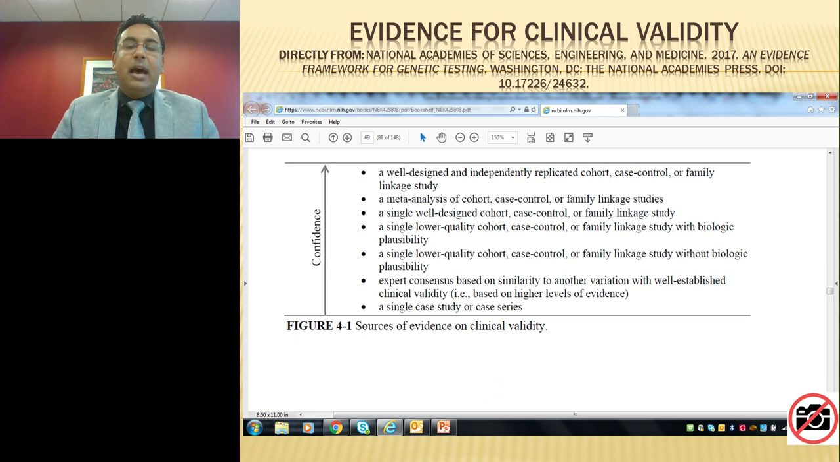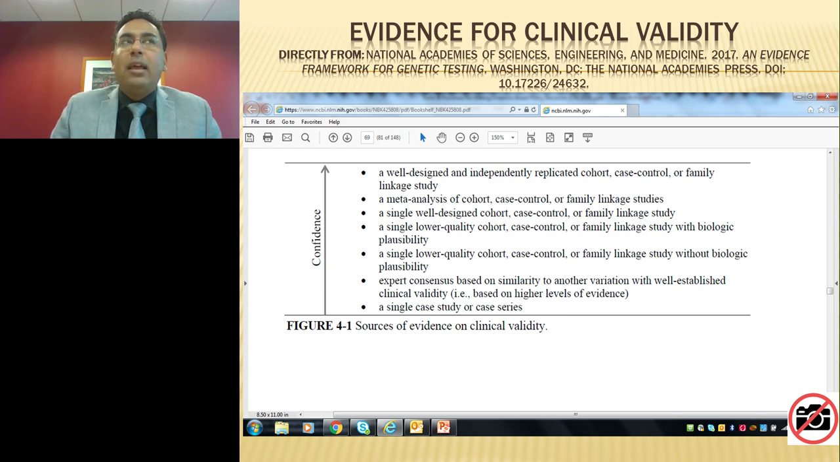If you see on the slide, independent cohort, case control, or family linkage studies may be enough to establish the genotype to phenotype correlation that you're trying to do. But I would like to take a pause here and spend some more time on it.